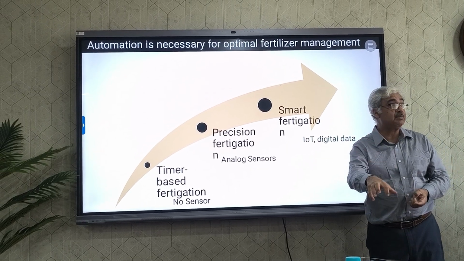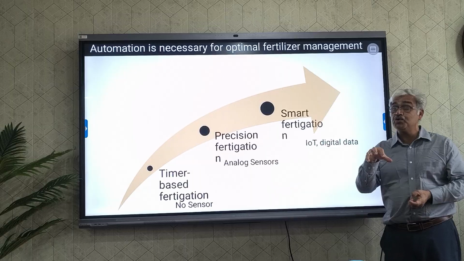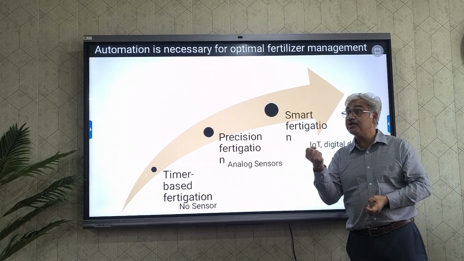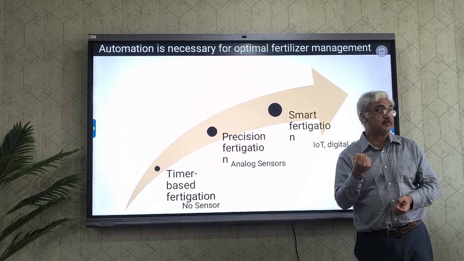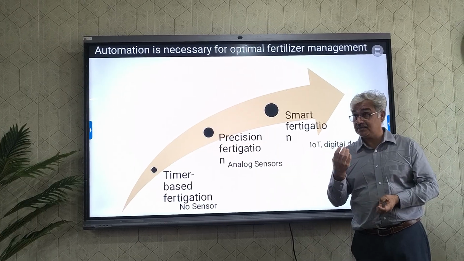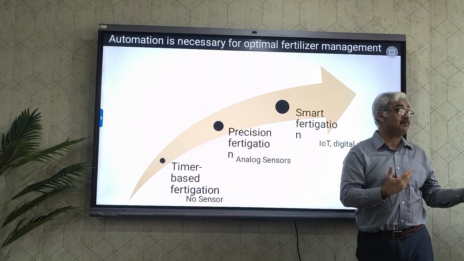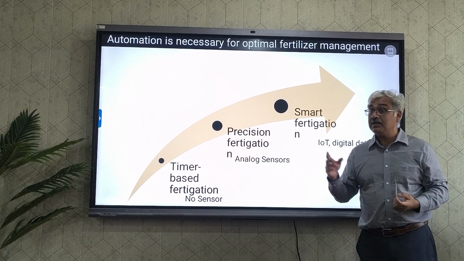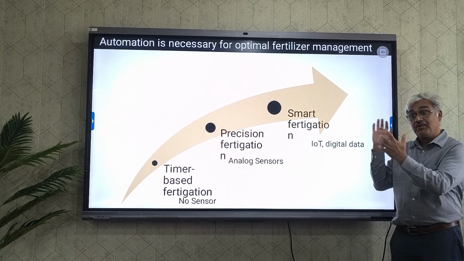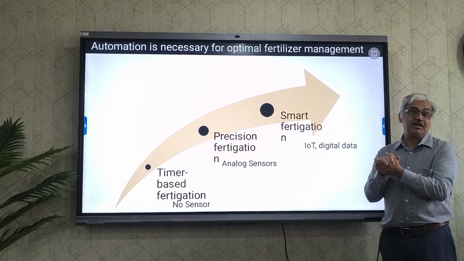We actually capture some images of the plants. From those images, we'll extract nutrient status of the plants. So we measure some indices that can actually tell us whether the plants need fertilizer or not. That is like the most advanced method of fertilizing plants.